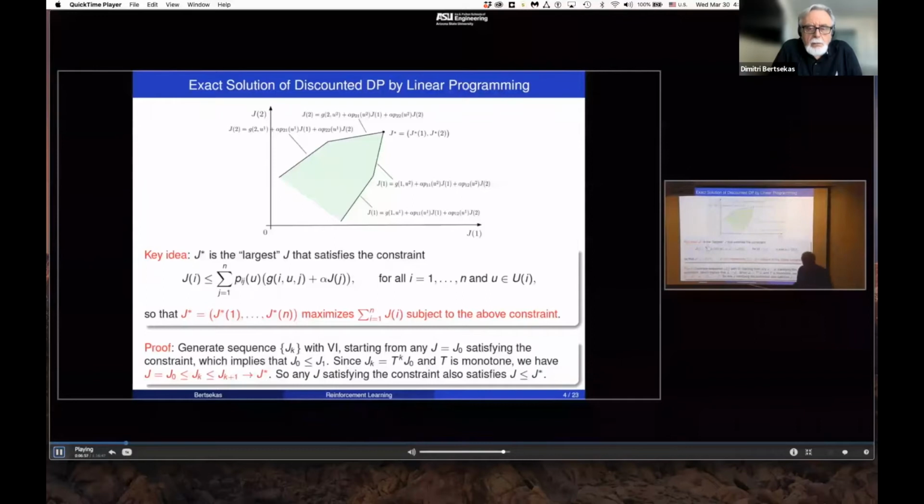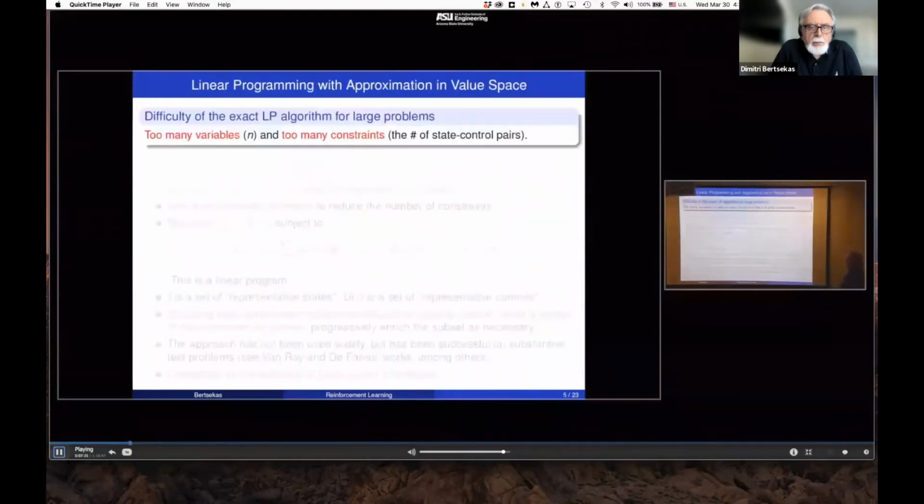Large number of variables too, right? N variables and as many constraints as there are state-control pairs. So this approach can be applied for a limited number of states, but at some point it becomes inapplicable. So we think of approximations, but taking this linear program as our basis. Okay? So let's consider parametric approximation in value space. This is the difficulty we just mentioned, too many variables and too many constraints.